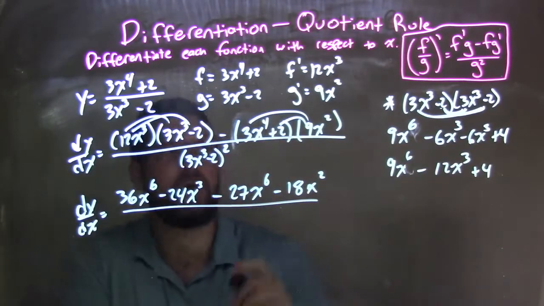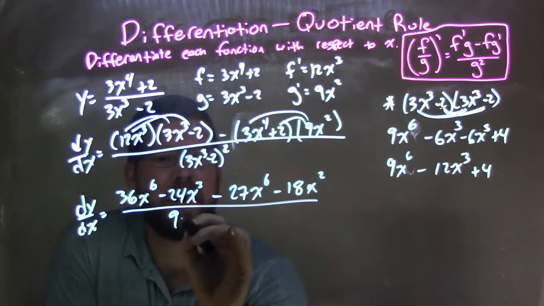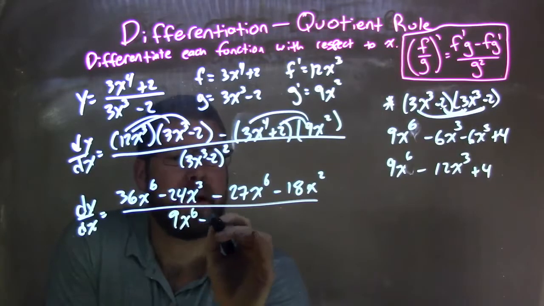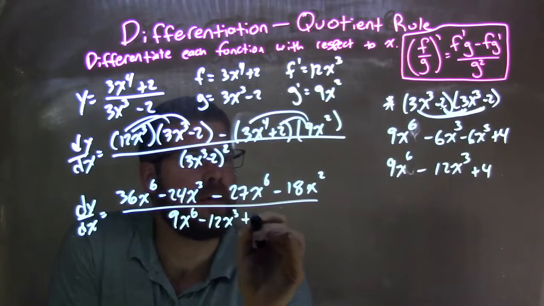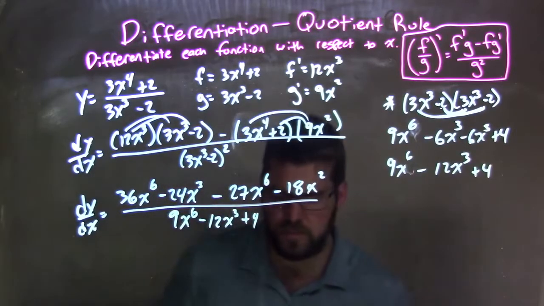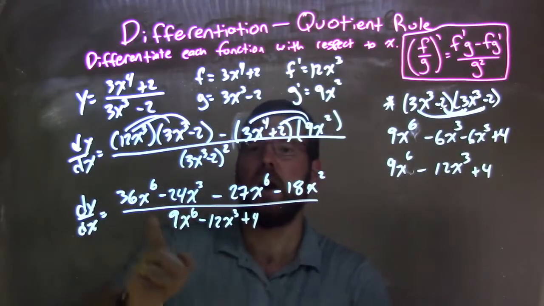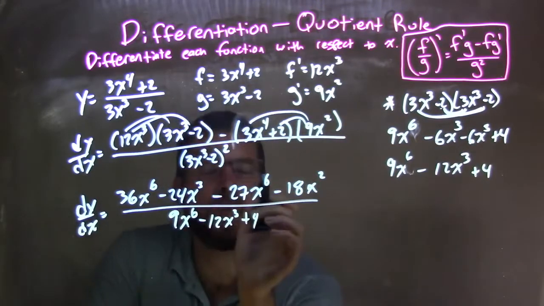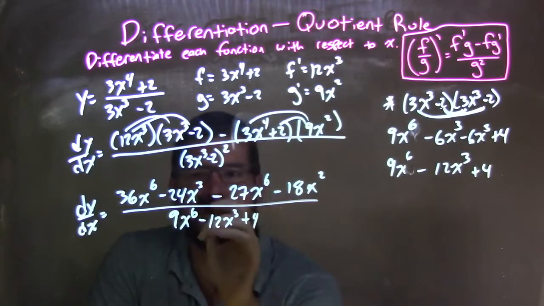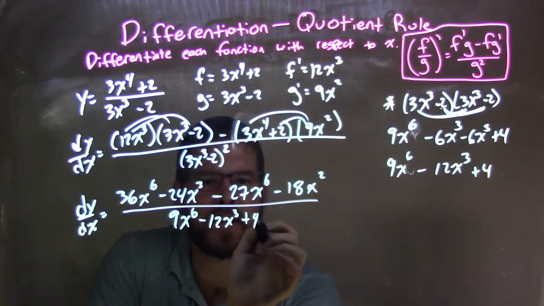All right. So now I'm writing this out. We have 9x to the 6th power minus 12x to the 3rd plus 4. Okay? So do I have any like terms in the numerator? Let's see if I can simplify this and rearrange this. I'm trying to also think, is there a like term I can pull out?